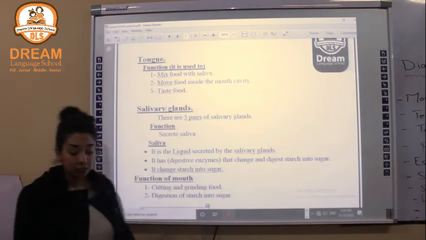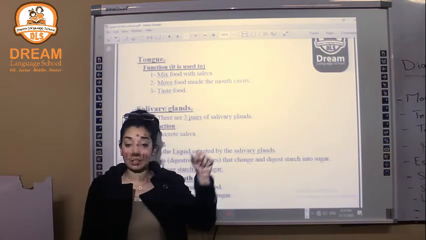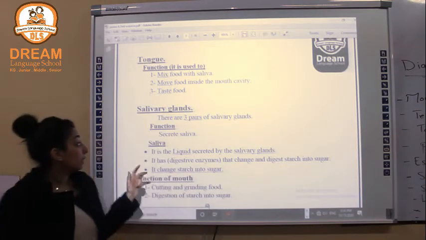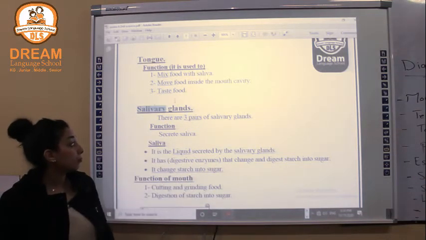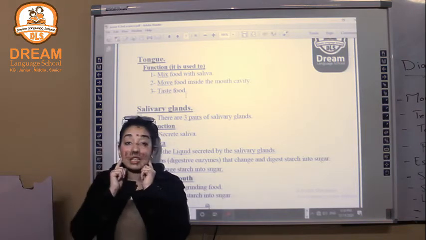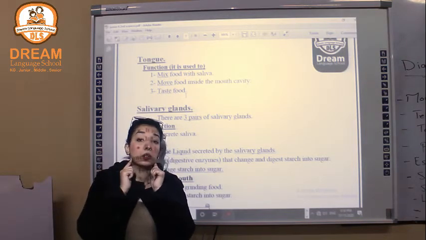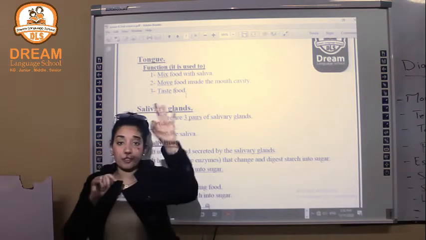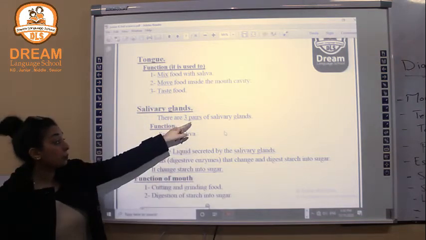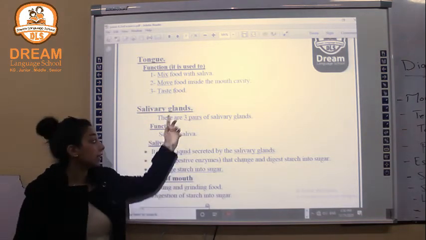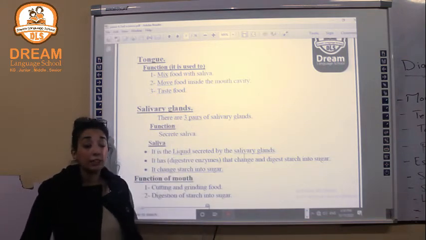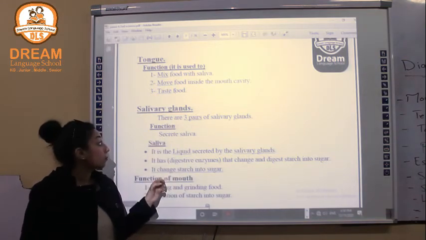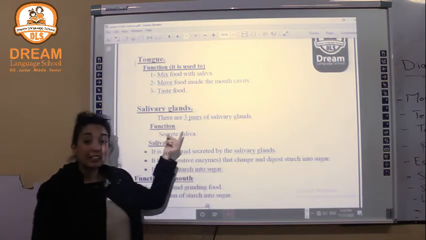Let's go to the salivary glands. So inside the mouth: teeth, tongue, salivary glands. How many salivary glands do we have? We have 3 pairs. 1, 2, and 3. Salivary glands, 3 pairs. What is the function of the salivary glands?